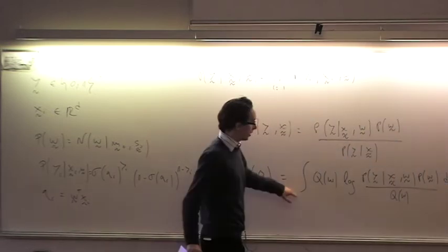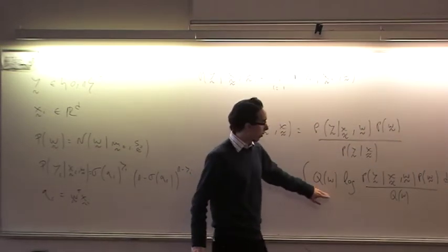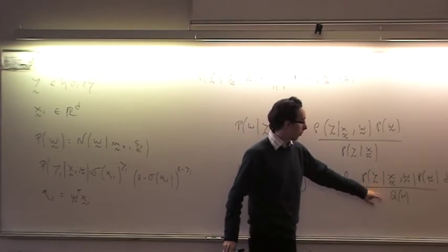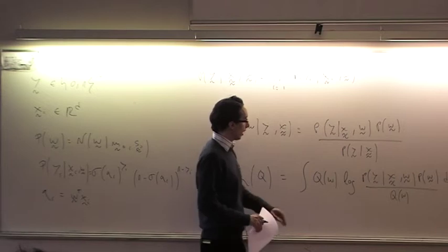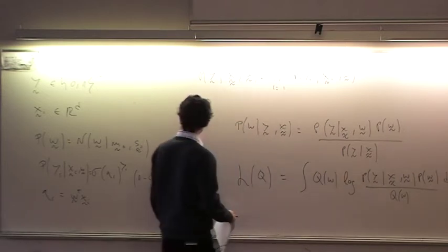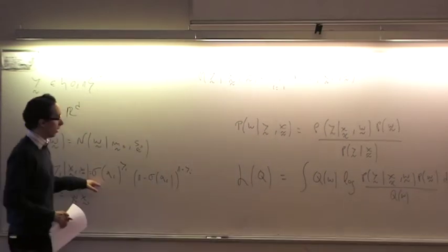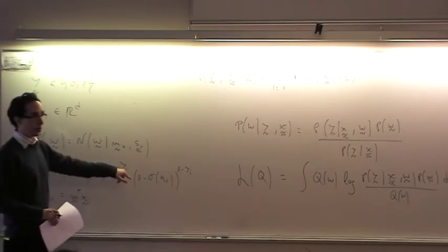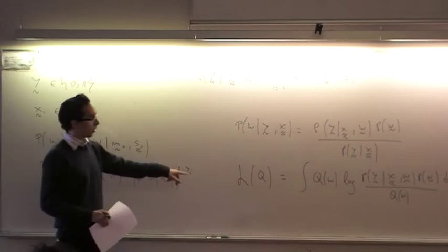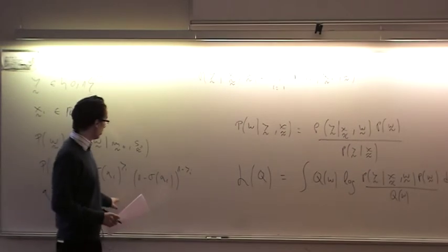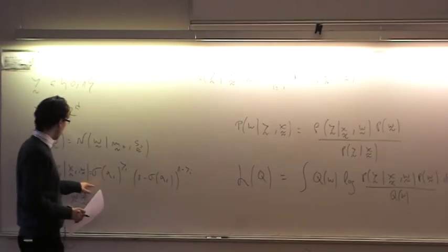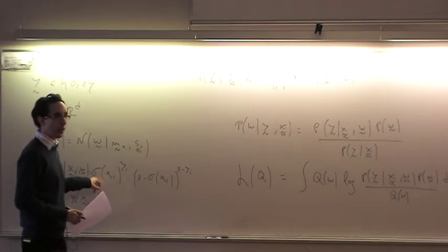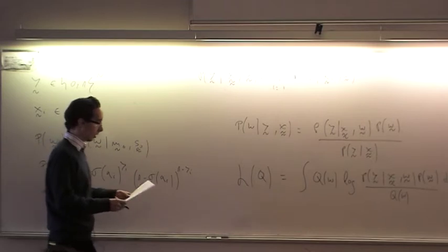So the lower bound is just the expectation with respect to Q of the logarithm of the ratio of the joint divided by Q. The problem is that here I have the logarithm of these logistic functions, and I want to be able to obtain a closed form expression for this lower bound. So what I'm going to do is introduce a lower bound on this likelihood factor by making use of the lower bound on the logistic function.